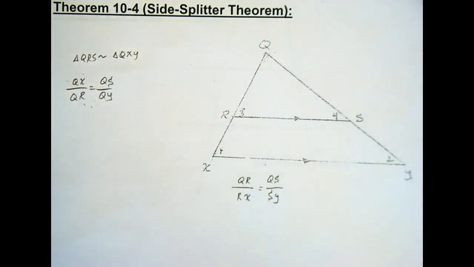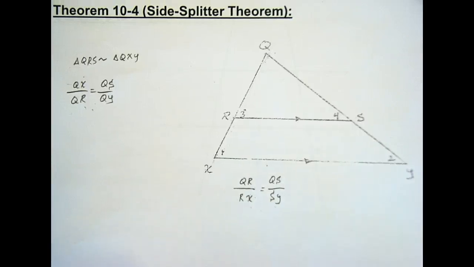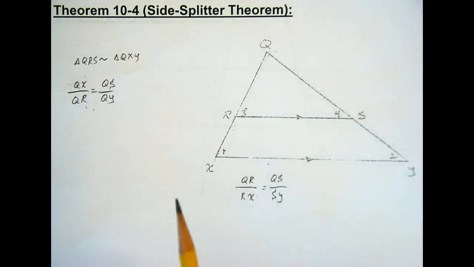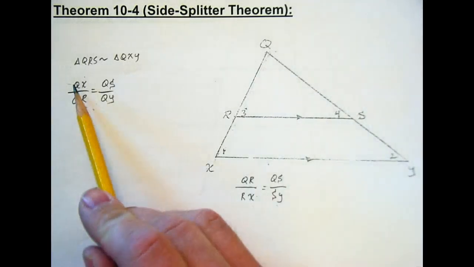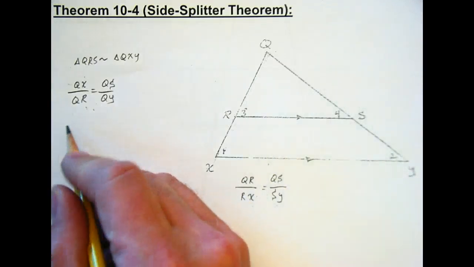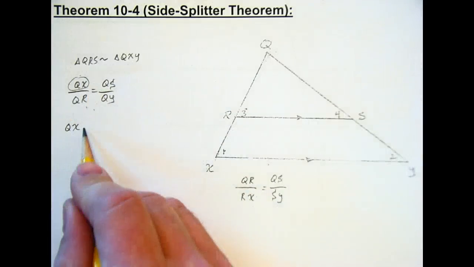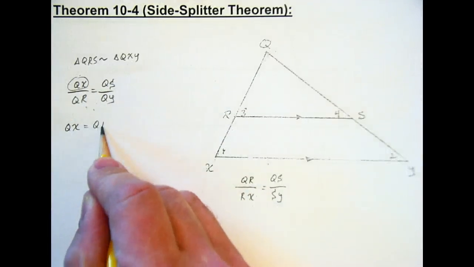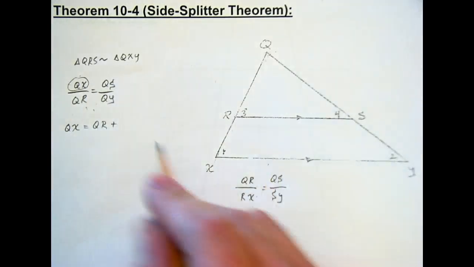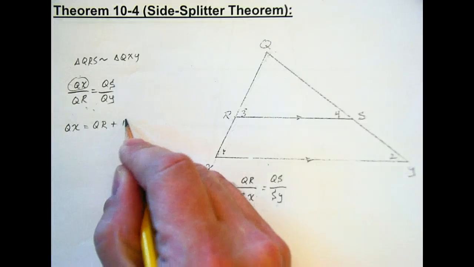Any ideas? Eli? You just add Q to all of them? You can't just add Q. No. Hey, QX is made up of what two segments? So this QX is made up of QR plus RX.